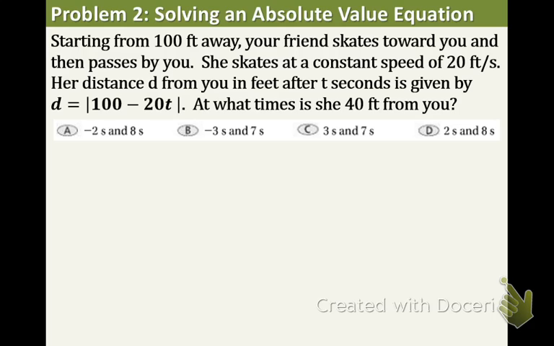Example 2 is an application problem. Starting from 100 feet away, your friend skates towards you and then passes you by. She skates at a constant speed of 20 feet per second. Her distance d from you in feet after t seconds is given by the equation d equals absolute value of 100 minus 20t. At what times is she 40 feet from you? So right here, this is the distance. d equals 40. So take a look at the equation. There's a d right here. We can plug 40 in for that d.